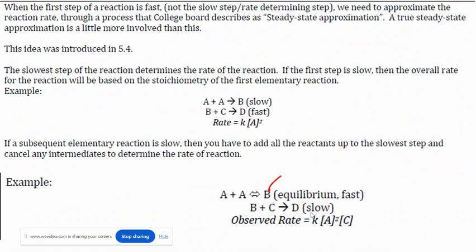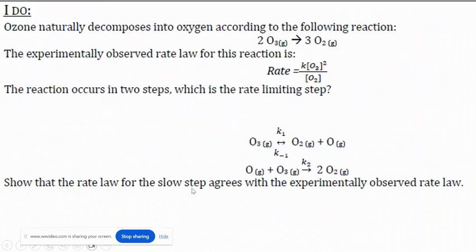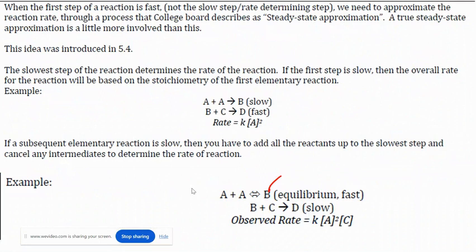So if B here is created in this first step and your second step is your slow step, you have to put where B came from, and then that becomes part of your rate law. B came from 2A up here, so that becomes part of your rate law, and the 2A goes down here, and then your C goes in there as well. Okay, makes sense?